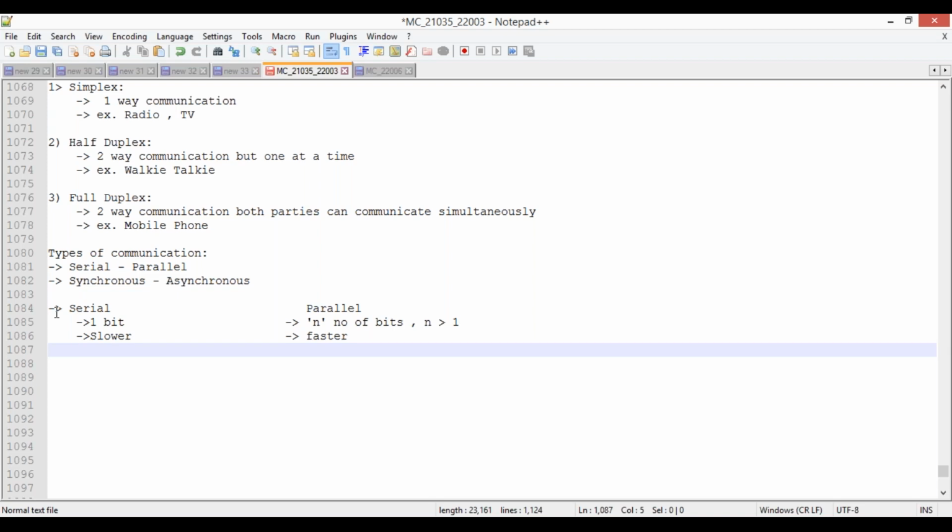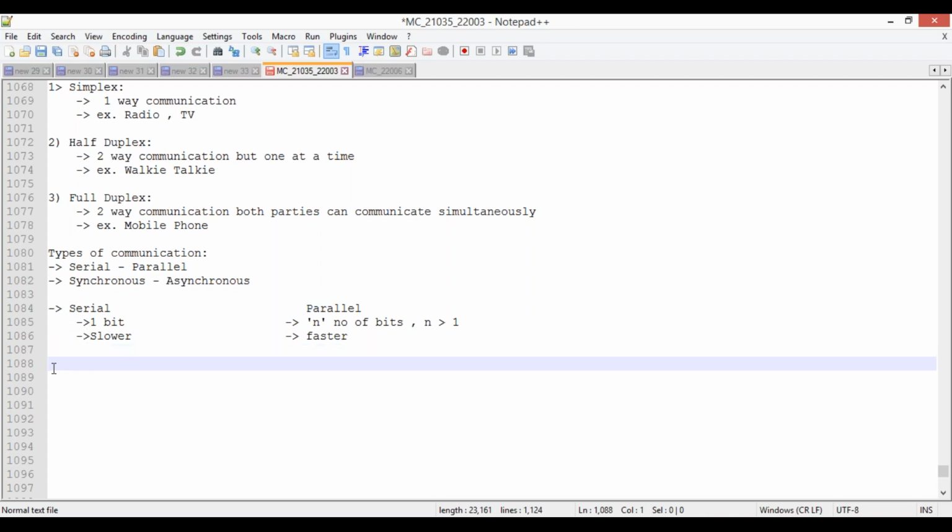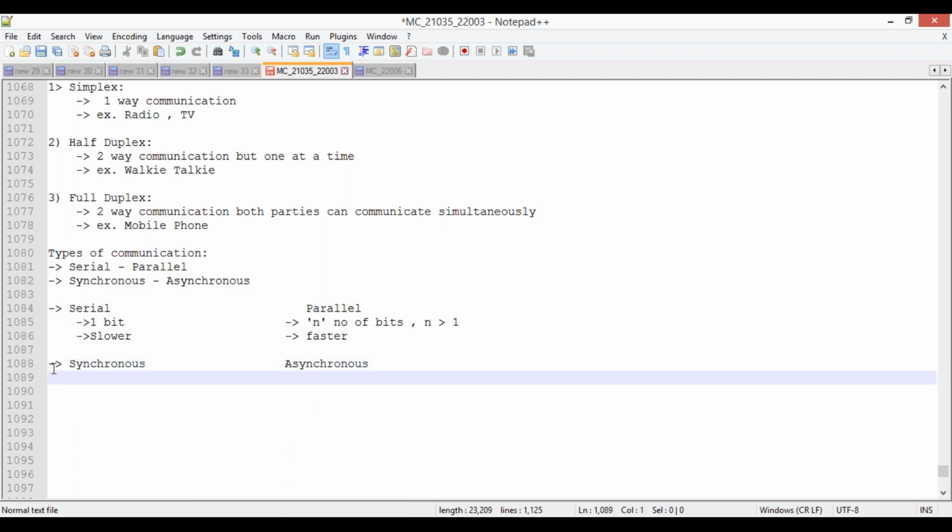People are concentrating too much on serial protocol. These protocols are also becoming faster nowadays. So this is about serial and parallel communication. Another type we need to understand, at least you should have an idea about, is synchronous and asynchronous communication. Aniket, let's not bother about the example. We are going to see four protocols which come under serial or parallel, synchronous, asynchronous. We will see those.